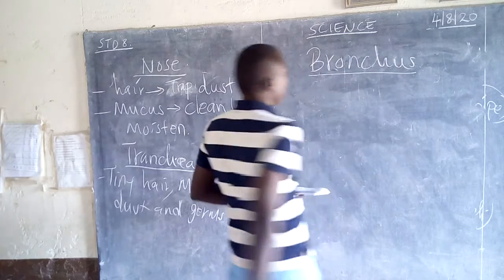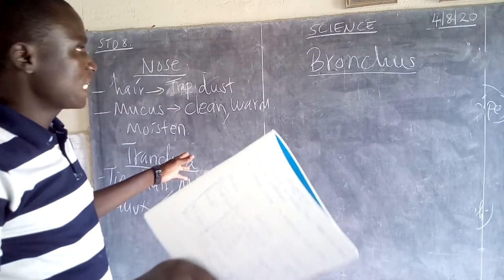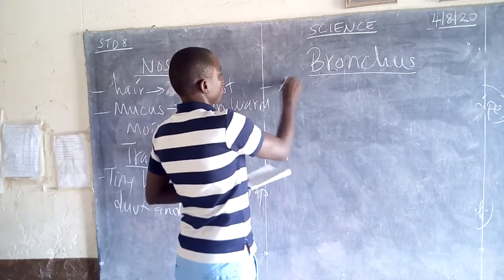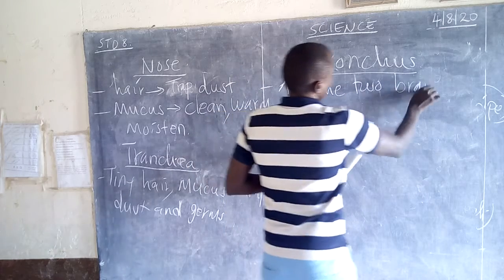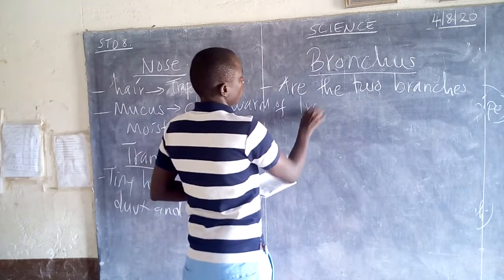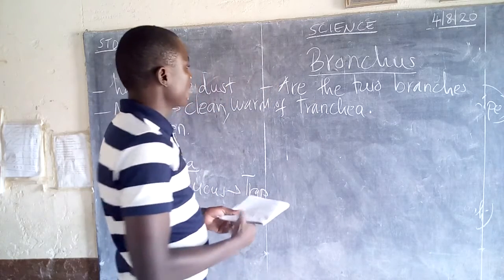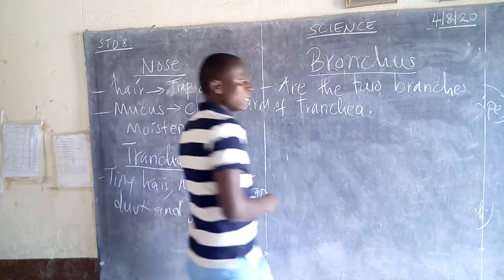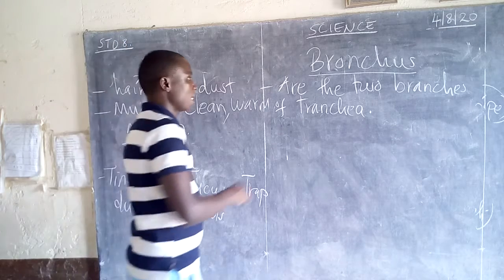The bronchus. What are the bronchus? Bronchus, these are the branches of trachea. These are the two branches of trachea entering each lung. When the bronchus enters the lung, it will break into many small branches.